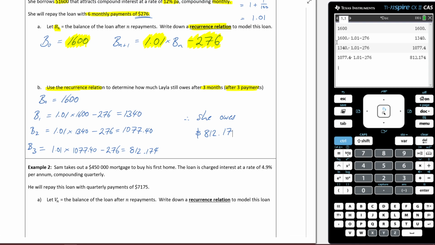Really, really important before we move on. The fact that it says use the recurrence relation means that you need to show this working here. If you don't show it, you will lose marks. Hopefully that made sense. And let's now move on to the next one.